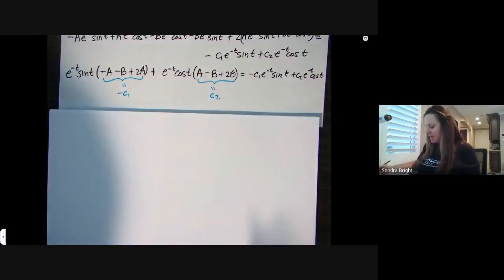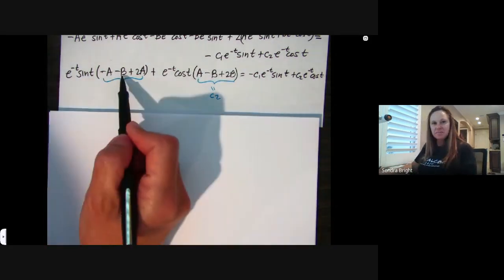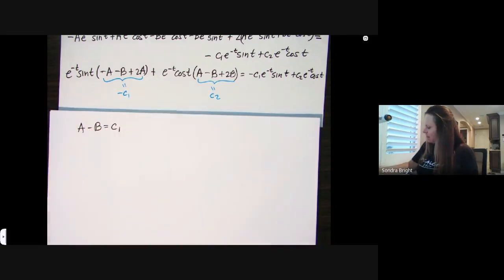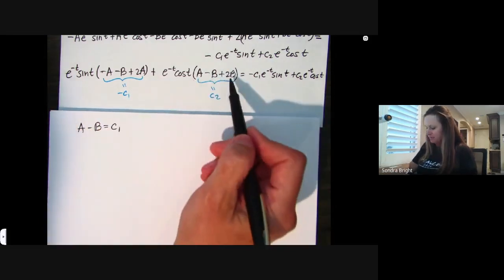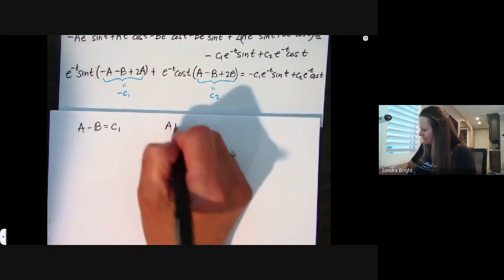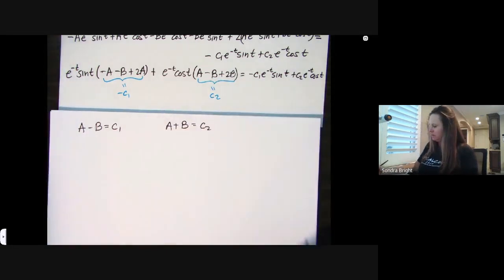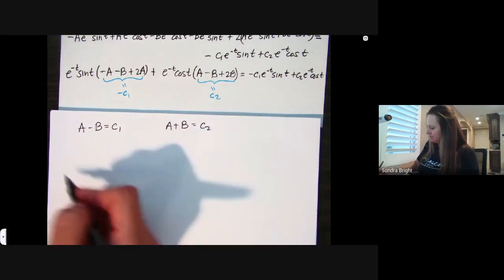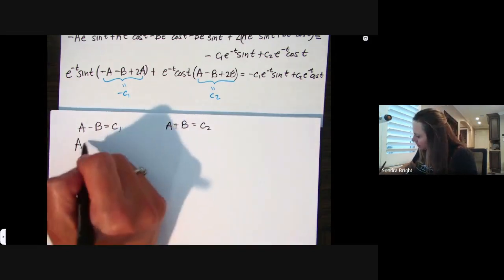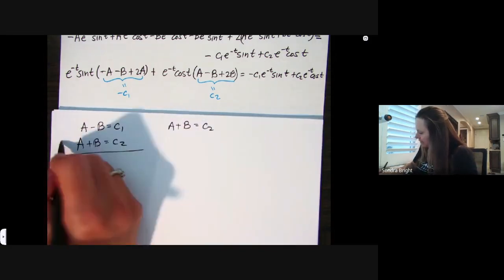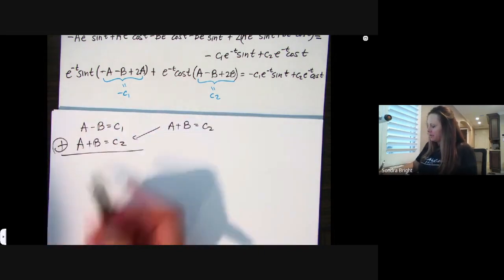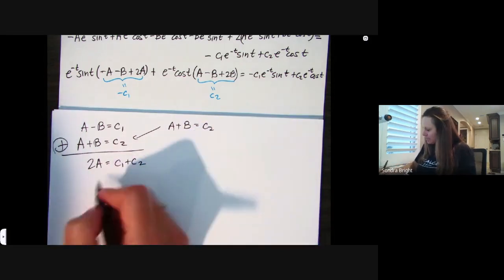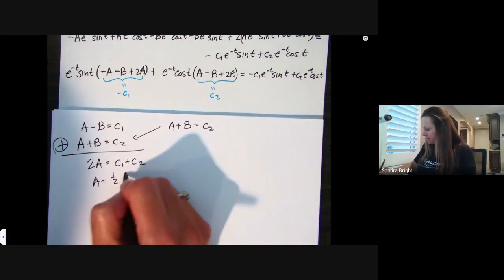So, okay, what does that mean? I've got negative a minus b plus 2a means a minus b is equal to negative c1. Here, I've got a minus b plus 2b, so that's an a plus b equals c2. Well, I should have written them right underneath each other, because if you add these guys together, I'll write it over here. Add them together. You got a 2a is equal to negative c1 plus c2, which means a is equal to 1/2 of c2 minus c1.